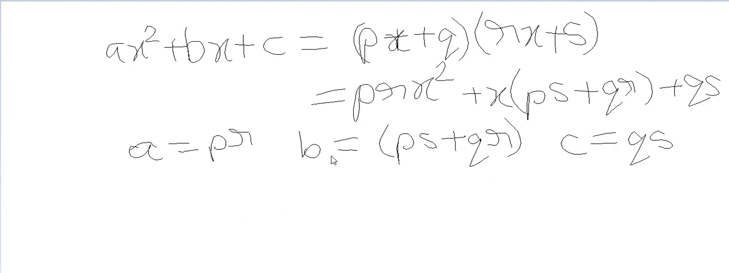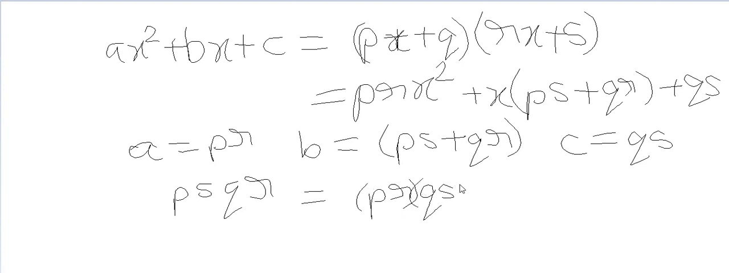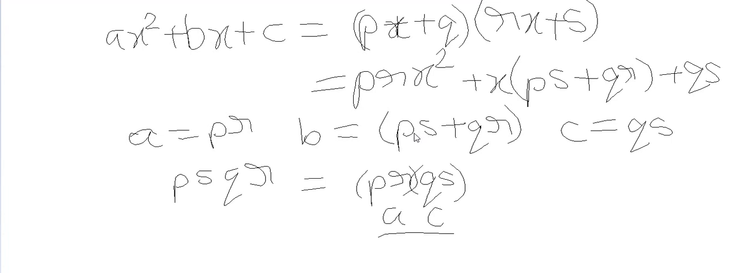Now b is a sum of two terms, ps and qr. If we multiply both these terms, we get psqr. Now I can also write it as pr times qs. If you see these two terms separately, pr is a and qs is c. That is, b is a sum of two terms whose product is ac. So this is our method to factorize a quadratic polynomial, in which we split the middle term into a sum of two terms whose product is equal to ac. This method you probably might know.